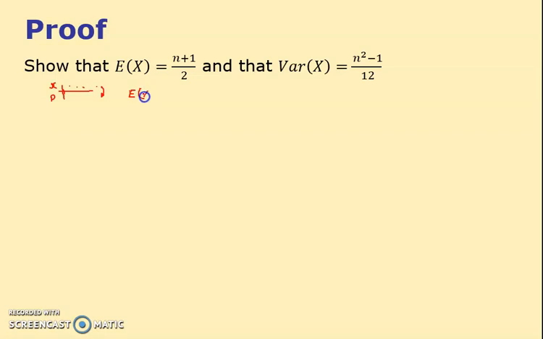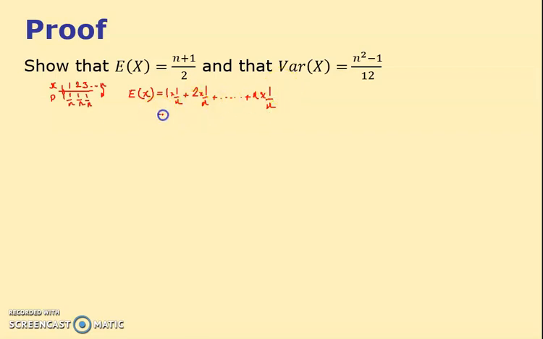E of x for us would be, well, it says we're always going to start at 1, 2, 3, and it goes up to n. And each probability is going to be 1 over n, 1 over n, 1 over n. It's a bit boring, this. So it will be 1 times 1 over n plus 2 times 1 over n plus dot, dot, dot, and eventually I'll get up to the last one, which will be n times 1 over n.